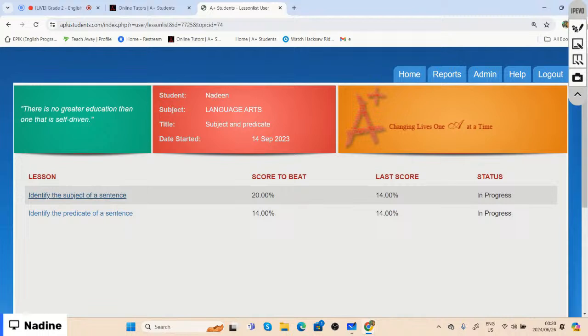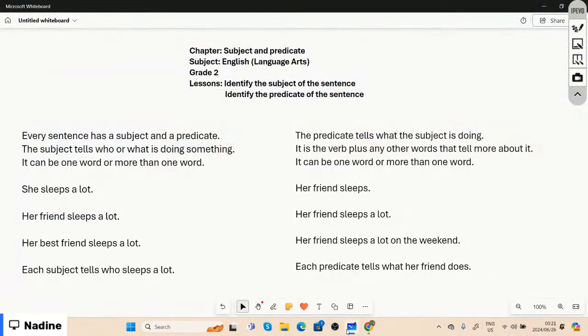Okay, do you need me to explain again what a subject and a predicate is? Should I explain again what a subject and a predicate is?